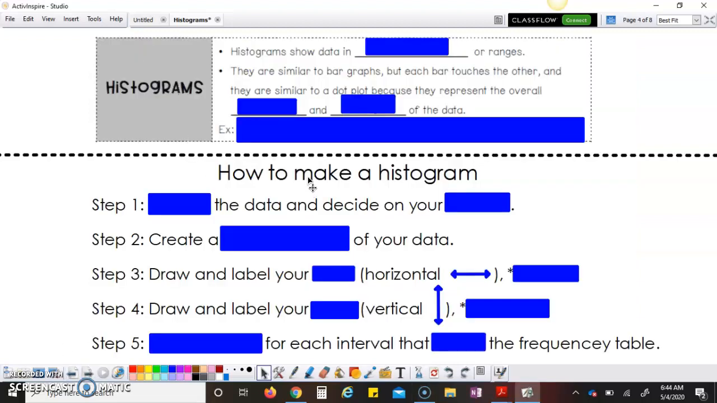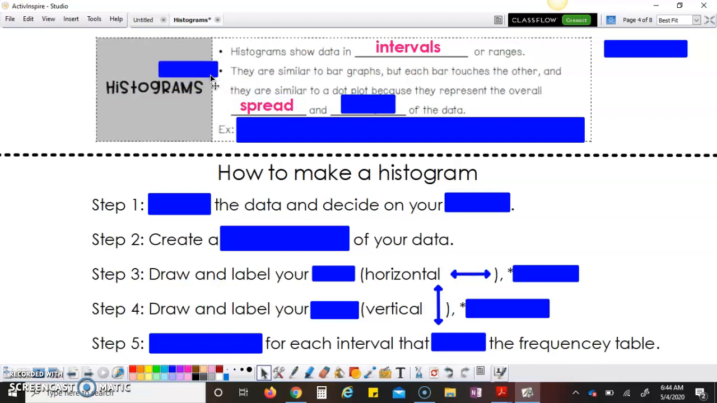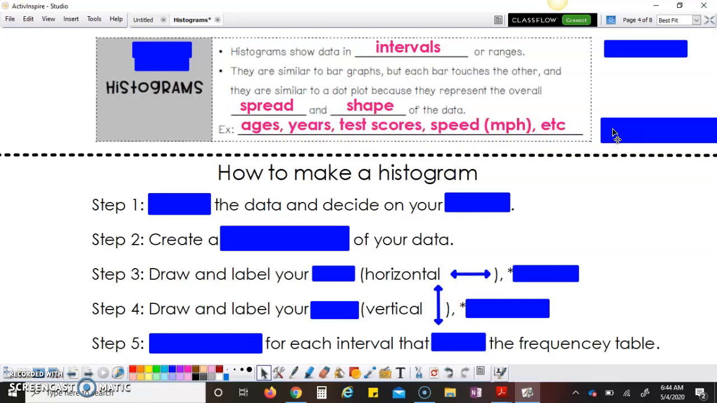Alrighty, so histograms show data in intervals or ranges. They are similar to bar graphs, but each bar touches the other. And they are similar to a dot plot because they represent the overall spread and shape of your data, okay? Some of the intervals that you're going to be seeing in histograms are things such as ages, years, test scores, speed in miles per hour, and many, many more.